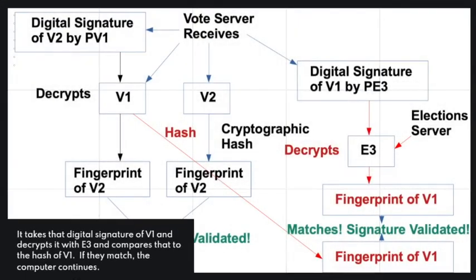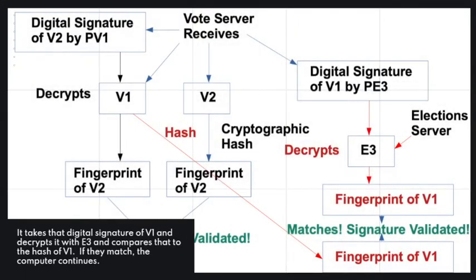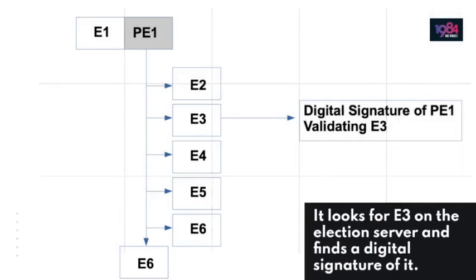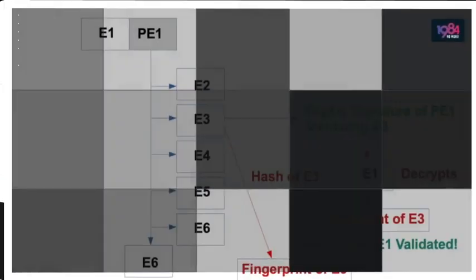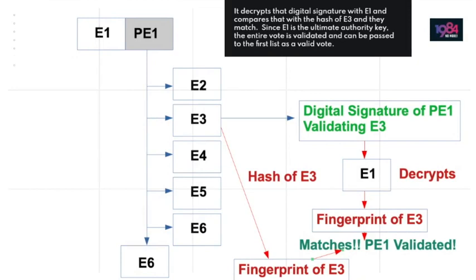It takes that digital signature of V1 and decrypts it with E3 and compares that to the hash of V1. If they match, the computer continues. It looks for E3 on the election server and finds a digital signature of it. It decrypts that digital signature with E1 and compares that with the hash of E3 and they match.